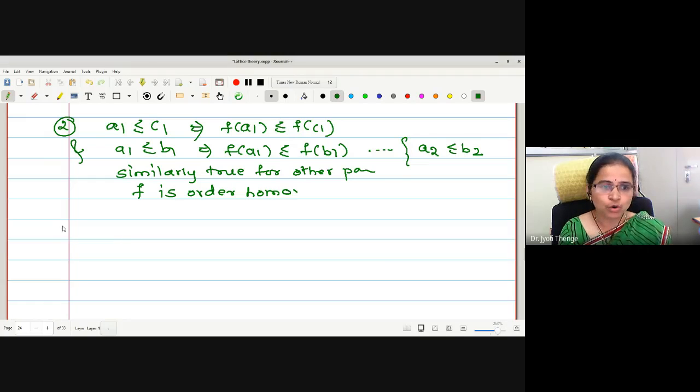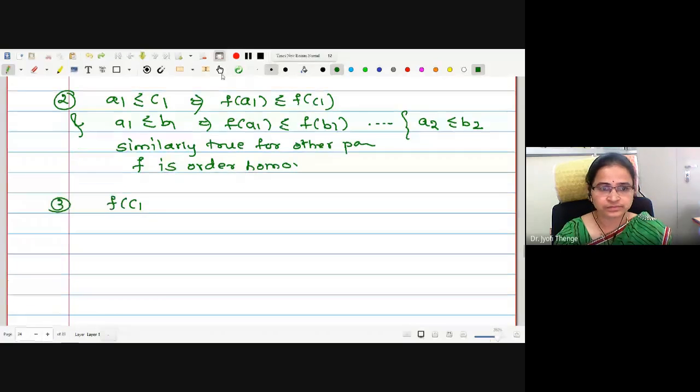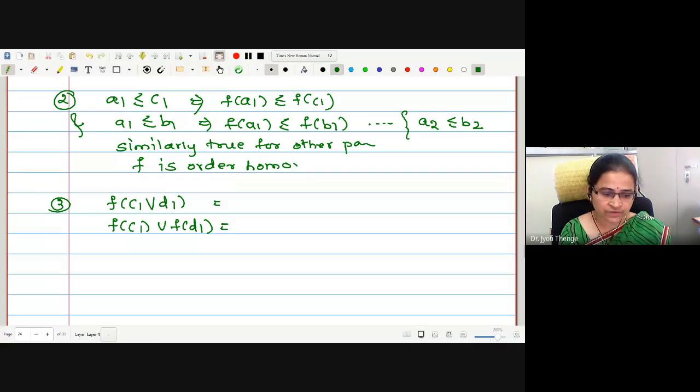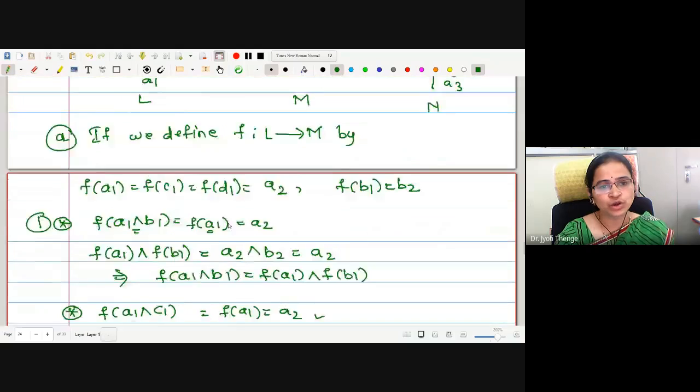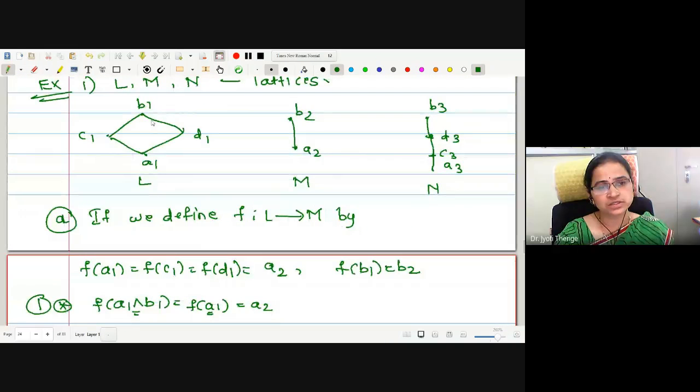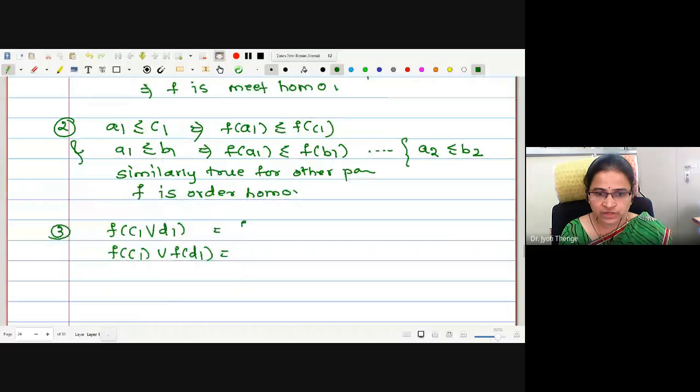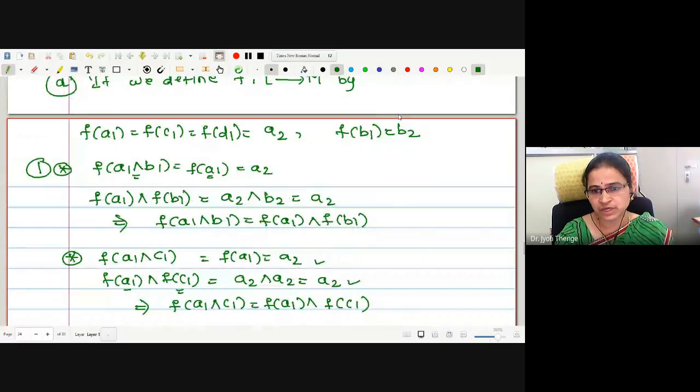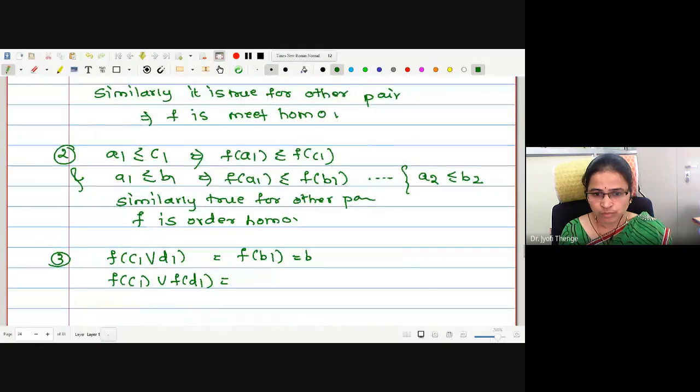F is order homomorphism. Now, third we will check whether F is join homomorphism or not. Let us check f of C1 join D1, and f of C1 join f of D1. What is C1 join D1 according to this sketch? Yes, it is B1. Therefore, it will be f of B1. But what is f of B1 we have defined? It's B2. Correct, no?